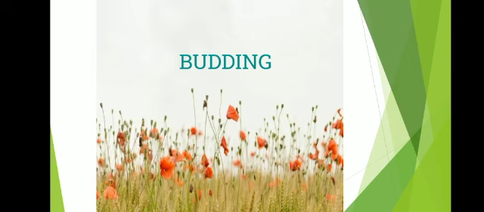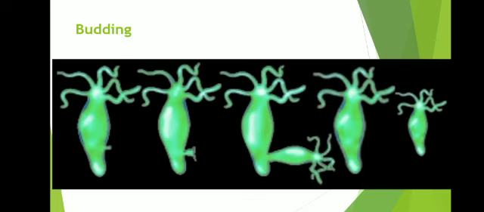This occurs in sponges and in hydra. In the first picture we are able to see a small bud-like structure, then tentacles are formed, and a new hydra is produced from the bud. After detaching from the parent, it leads a life independently.